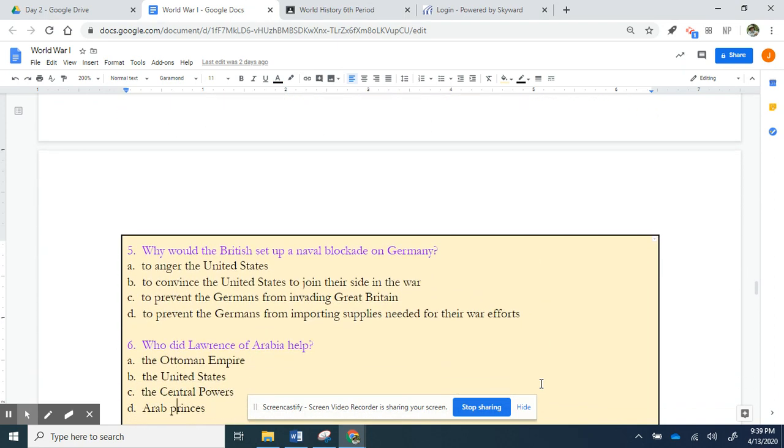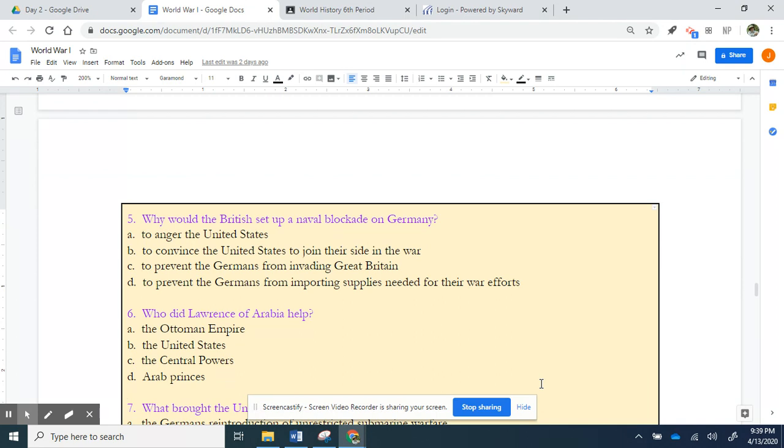So 5. Why would the British set up a naval blockade on Germany? Is it A, to anger the United States, B, to convince the United States to join their side in the war, C, to prevent the Germans from invading Great Britain, or D, to prevent the Germans from importing supplies needed for their war efforts? The correct answer for 5 is D.